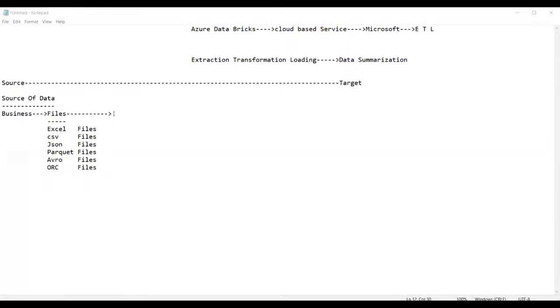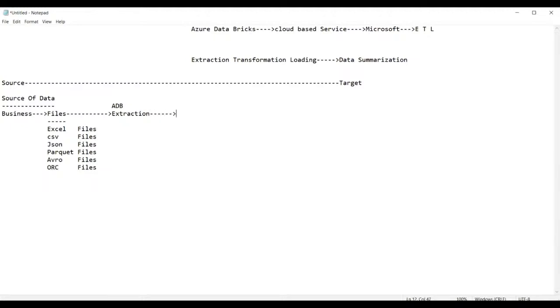So ultimately, we pull in the data by using the process called extraction. Extraction is done by using ADB, that is called Azure Databricks. By using Azure Databricks, we perform the process of extraction, that means extraction of data.